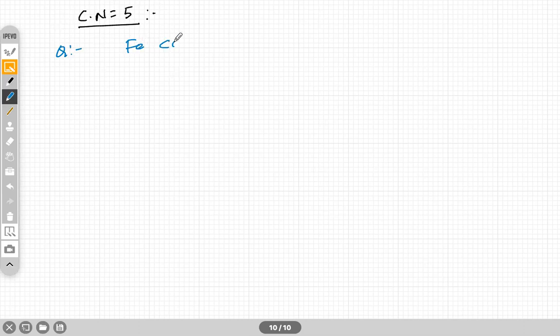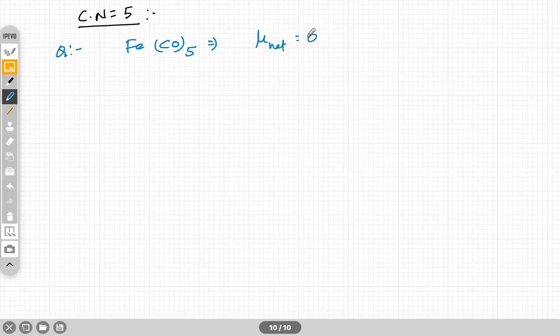So we have a question: the molecule is Fe(CO)5. The information given with this is that Fe(CO)5 is found to have zero dipole moment. Mu net is zero for this. Find its hybridization and geometry. Try this one.